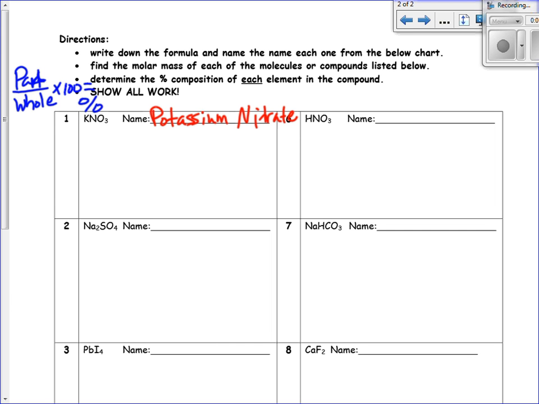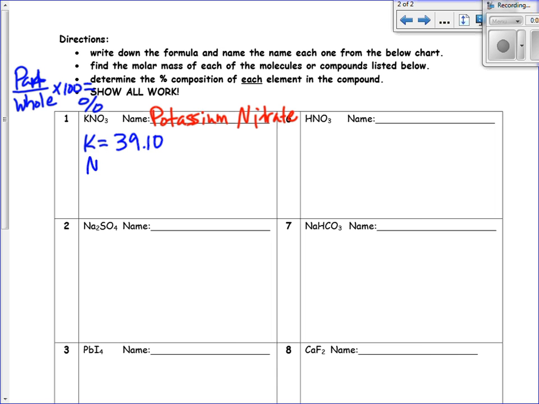But before you can figure that out, you need to have the molar mass of the compound. So that's step 1, to find the molar mass of the compound. We'll do that here. We'll go K. What is K's molar mass? Off the periodic table, it's 39.10.